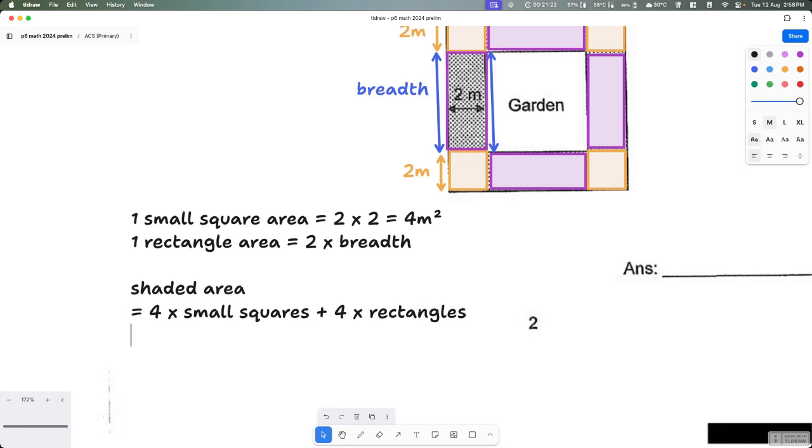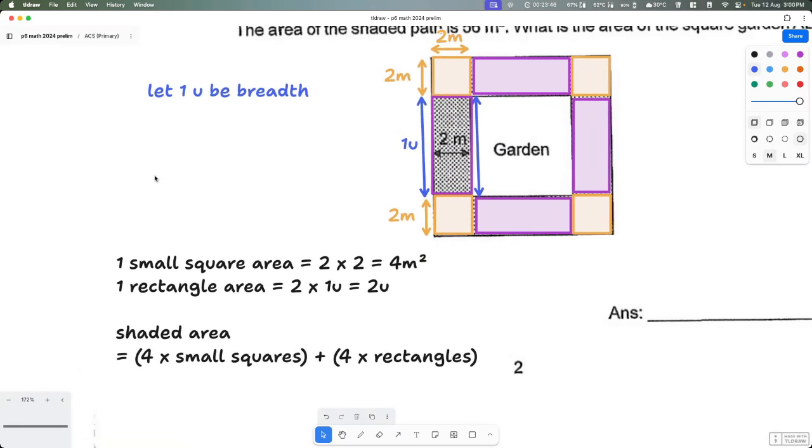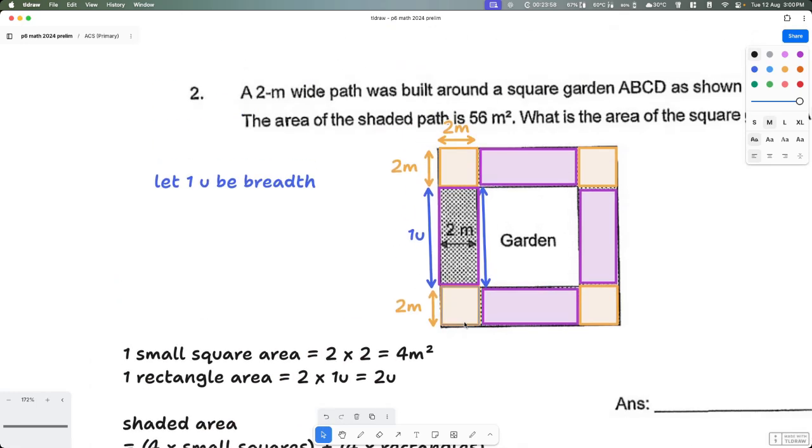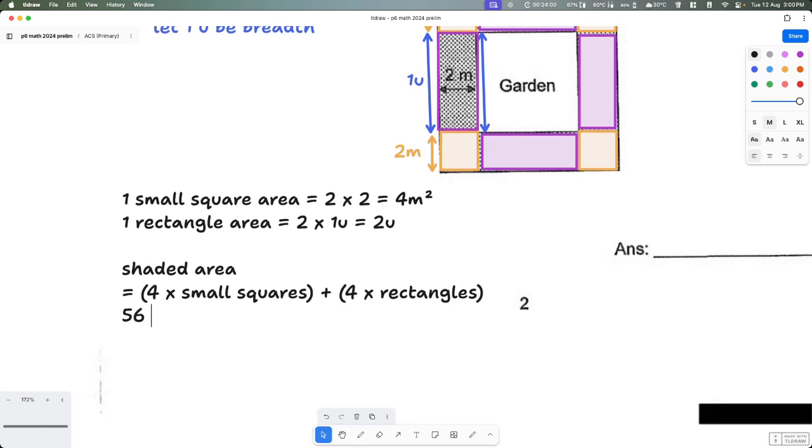So I made some changes: let 1 unit be the breadth, so it's easier. 1 unit over here. So one rectangle area is 2 times 1 unit. Now we can convert this into its own equation. The shaded area, as we know, is 56. So 56 is equal to 4 times 4 squares, so 4 meters squared times 4, right?